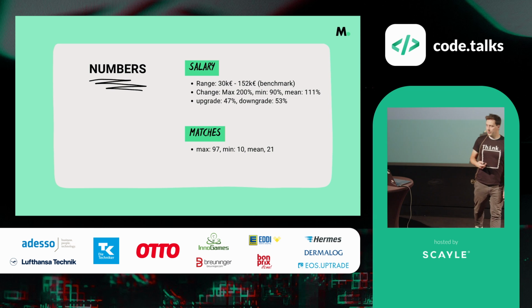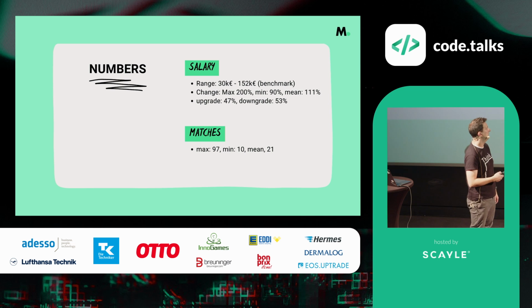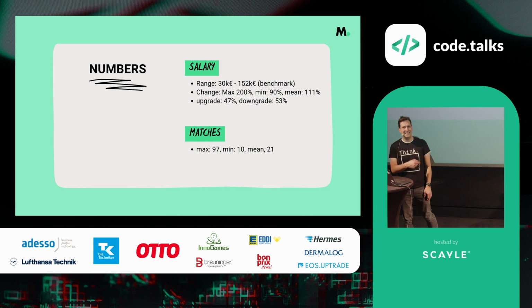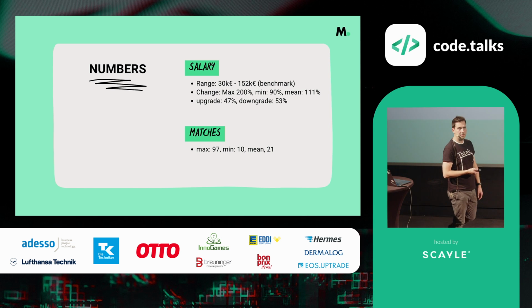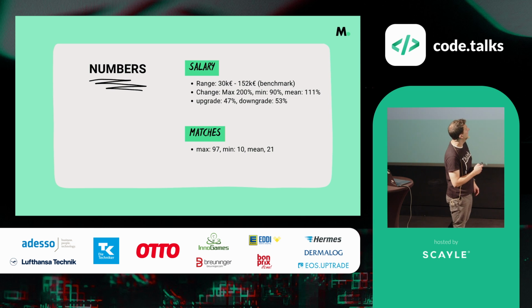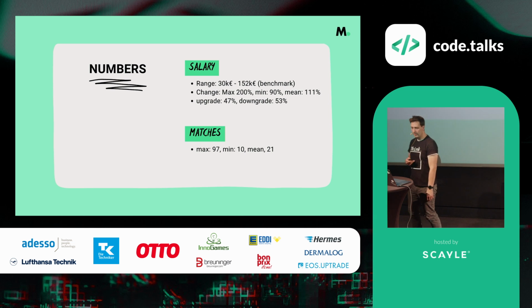And for some candidates, we reduce the salary to 90% because it was too low based on the market data we have. Market data, again, is the job profiles we have. And on average, we have something like 111%. So most of them get an increase of the salary. Not increased, basically, the number is above the salary they currently have. At the end, 47% got an upgrade, and 43% got a downgrade.